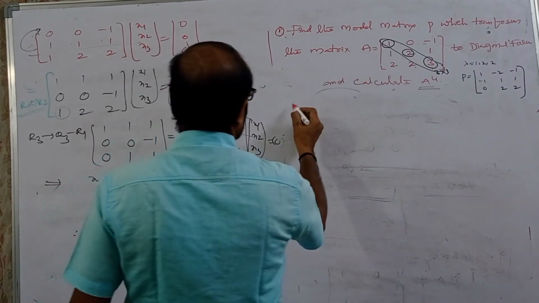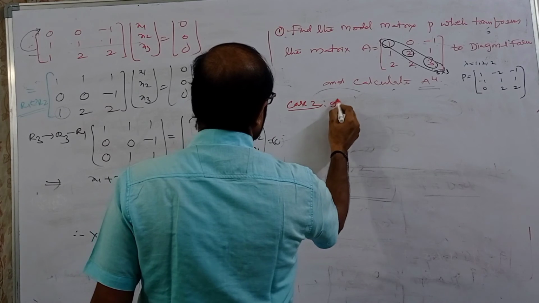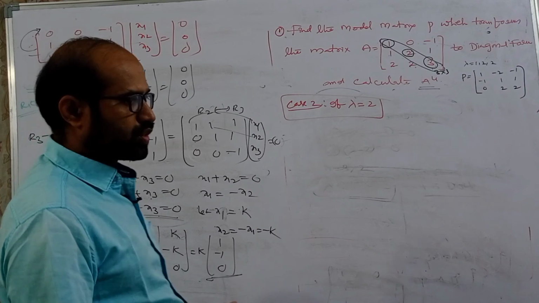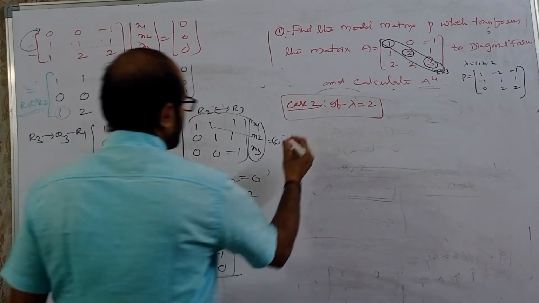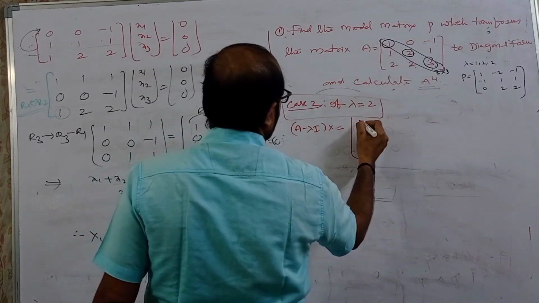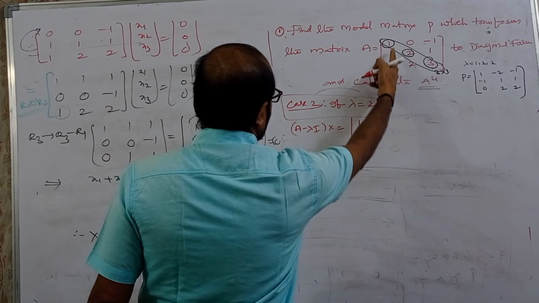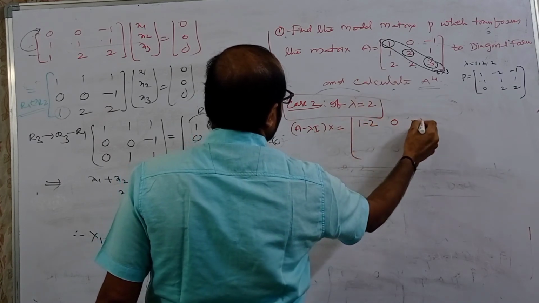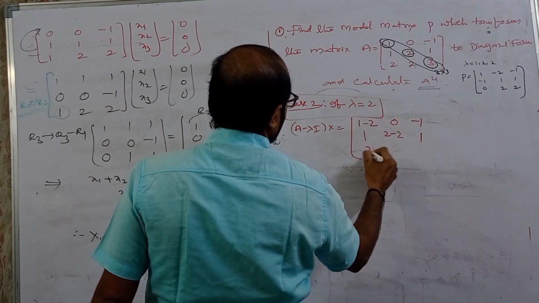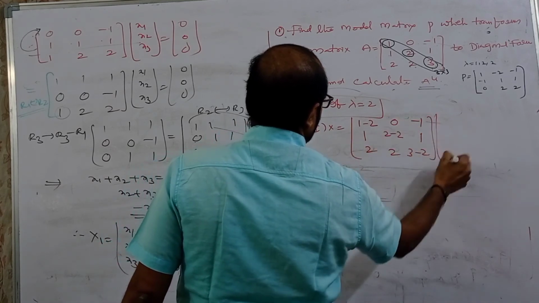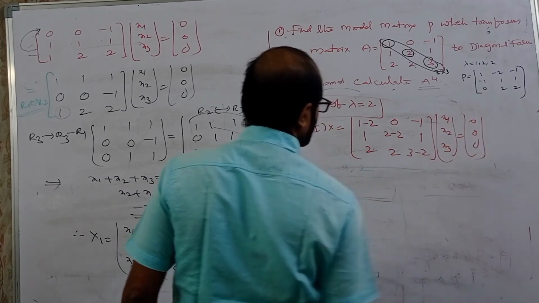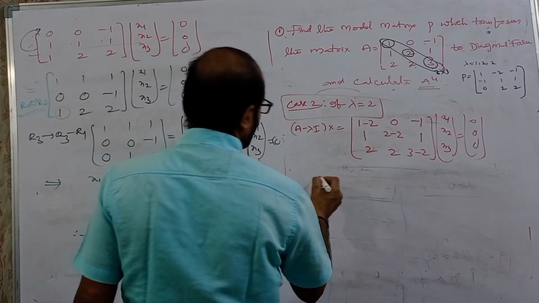Right. Now case 2: if lambda equals 2, then what will happen? Let us see. If lambda equals 2, then the same, A minus lambda I into x equal to 0. What is A minus lambda I? 1 minus lambda, I will write directly, 1 minus 2, 0, minus 1, 1, 2 minus lambda means 2 minus 2, 1, 2, 2, 3 minus 2, into x1, x2, x3 which is equal to 0, 0, 0.